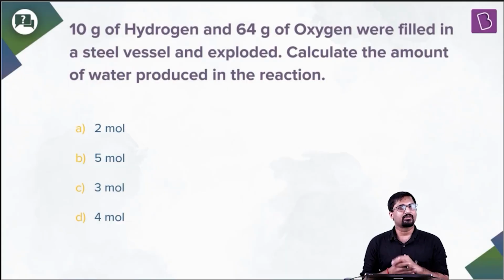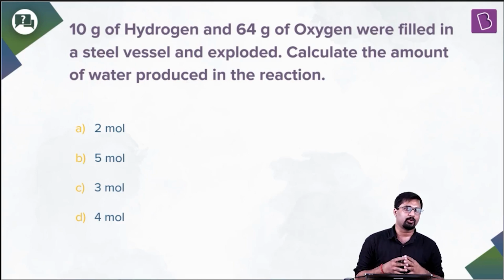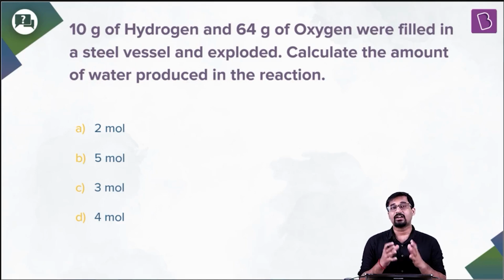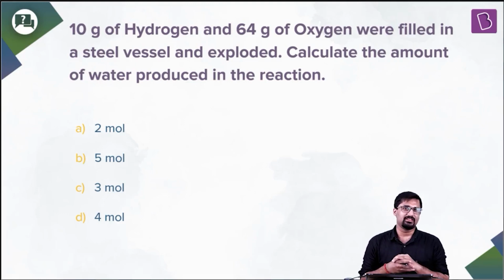Hi, let's have a look at this question. The question is 10 grams of hydrogen and 64 grams of oxygen were filled in a steel vessel and exploded. Now we have to calculate the amount of water produced in the reaction. Very interesting question, and what we have to do first of all is to write down the balanced chemical equation.